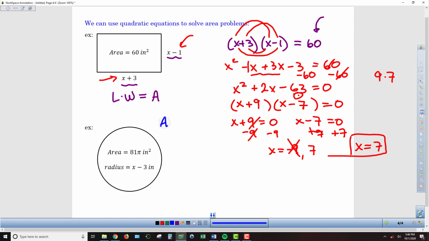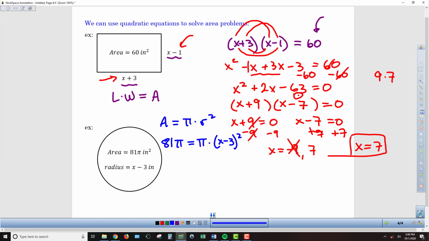Now hopefully from our geometry days, we remember that the area of a circle is pi times the radius squared. So we're told the area. We have an expression for the radius, so we're going to use those two and plug them into this equation. So in place of A, I'm going to put 81 pi, and then I still have pi on the other side, times my radius, x minus 3, squared.